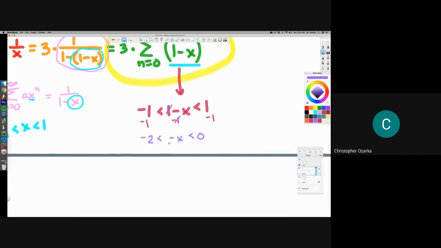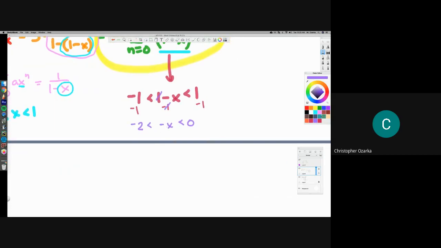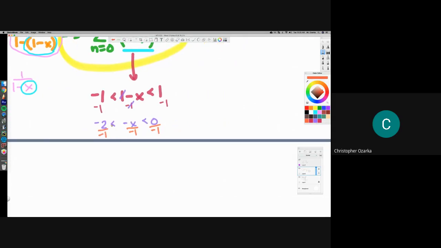Okay, but we want to solve for x. So what we're going to do is divide by -1 here, divide by -1 here, and divide by -1 here. Now, if you remember, when you have inequalities, if you divide by a negative, you have to flip the sign. So now you're going to end up with 2. This sign flips. This is x. And then 0 divided by anything is just going to be 0. So now you end up with 0.